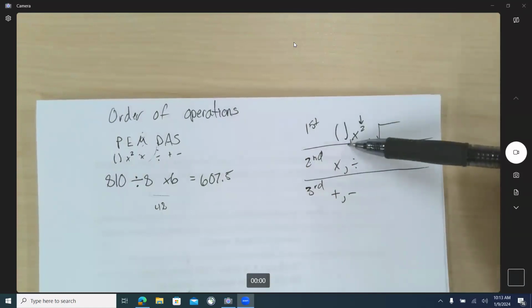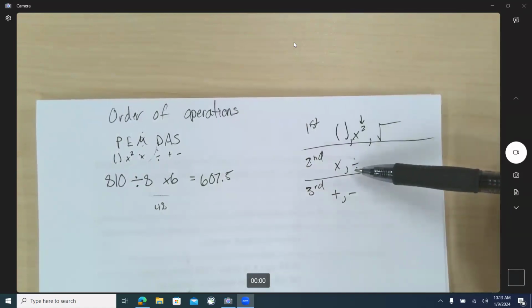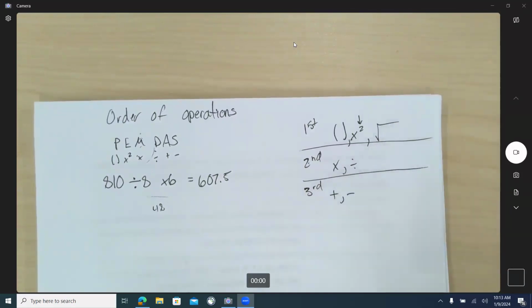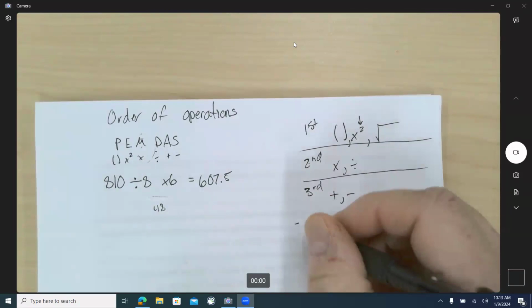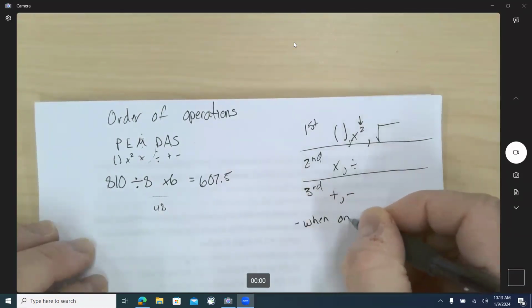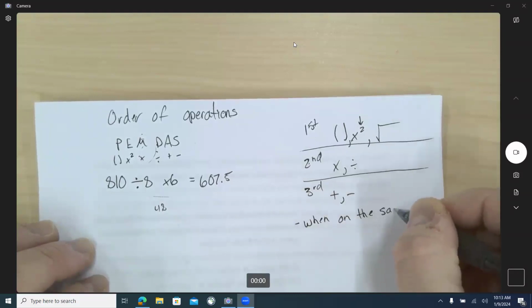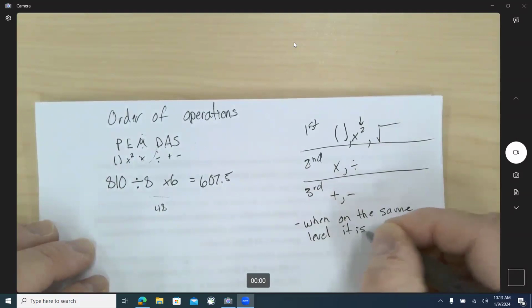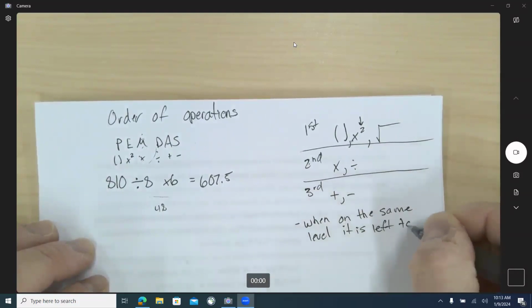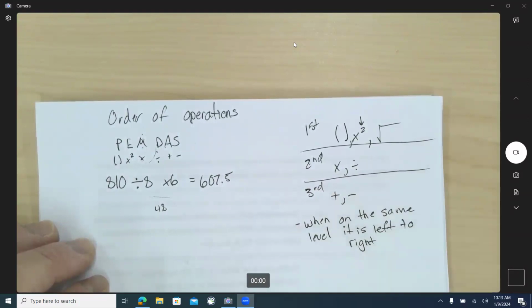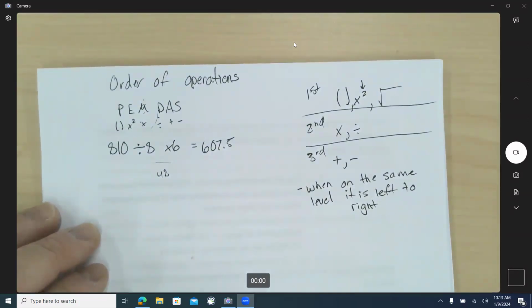You do parentheses first, exponents first, square roots first. Second, you multiply and divide. And third, you add and subtract. But when you're on the same level, this is how math truly works: when on the same level, it is left to right, just like reading a book. All right. That's what everyone gets wrong.